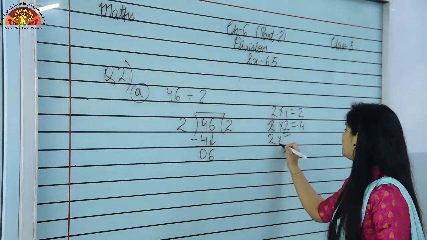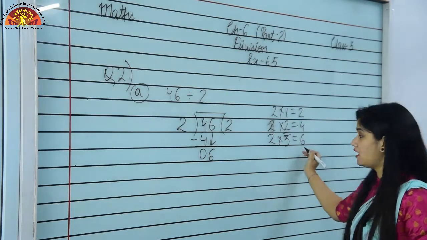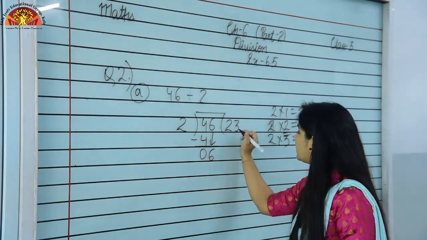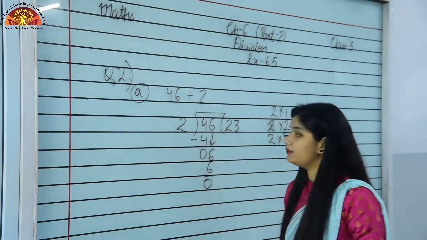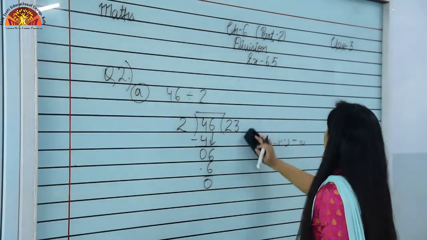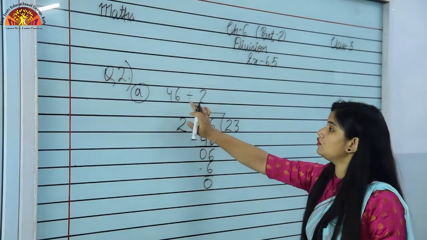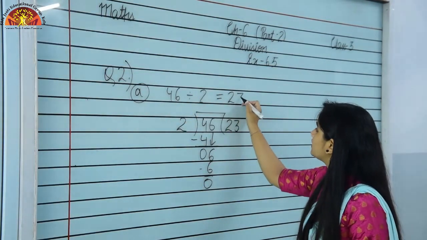And how many times we will get 6? 3 times. 2 3s are 6. हमें 3 times क्या मिलेगा? 6 मिलेगा. So students, 3 will write here and 6 will write here and the remainder will be 0. Is it clear, students? So in this question, as you can see, when you are dividing 46 by 2, you will get result 23.